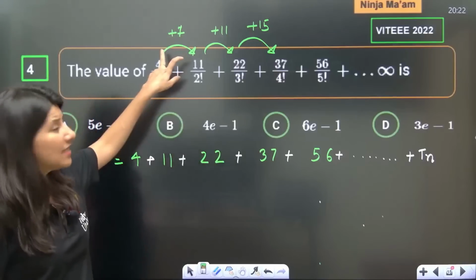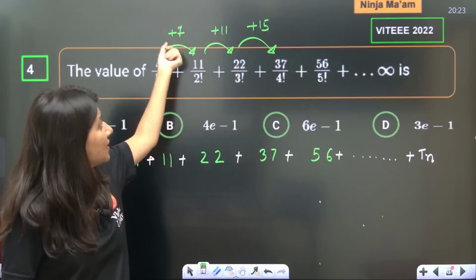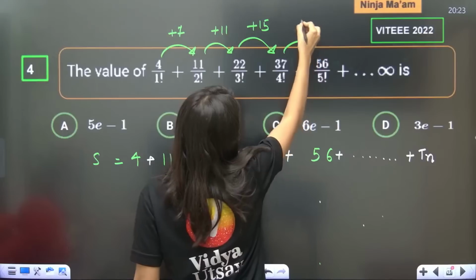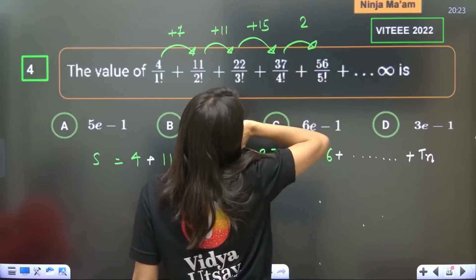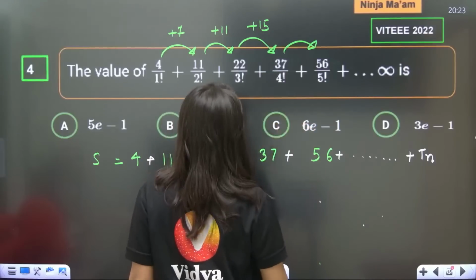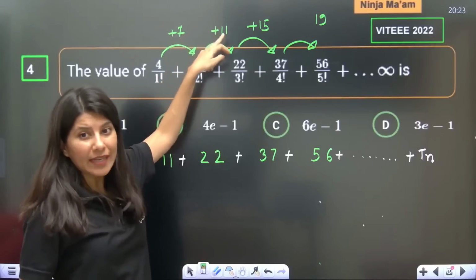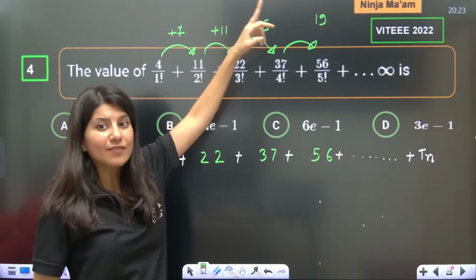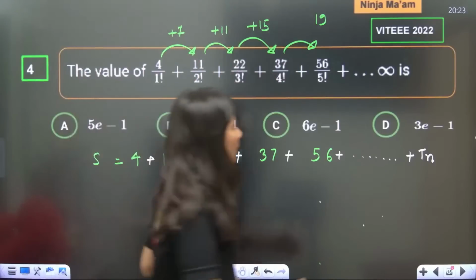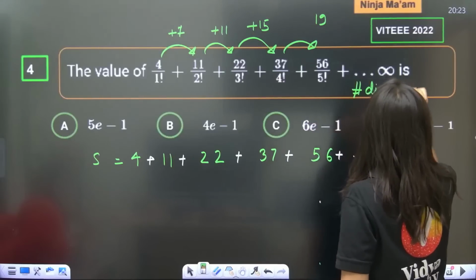Correct? Can you see the difference over here is in arithmetic progression? Because 7, 11, 15, then most probably it will be 19. Can you see that if you add 4 to this, you will get 11, 11 plus 4 is 15, 15 plus 4 is 19. That means the difference of the terms is in arithmetic progression, right? So difference in AP.